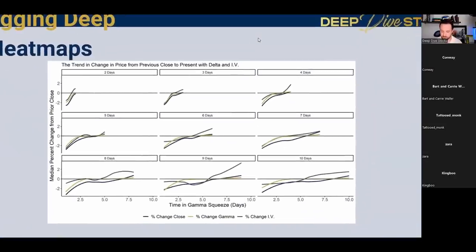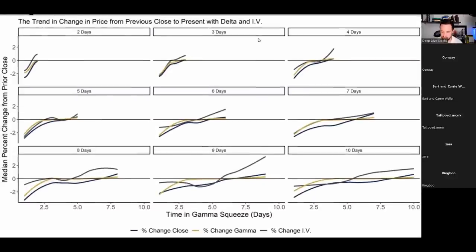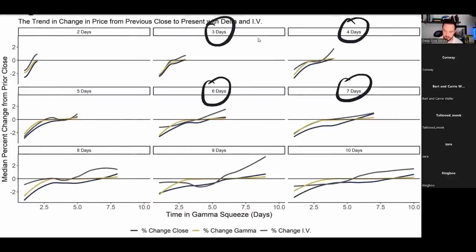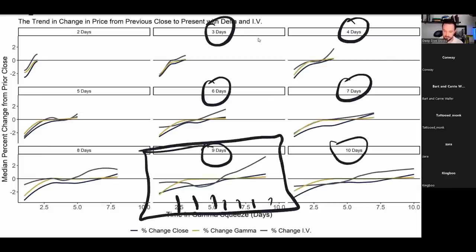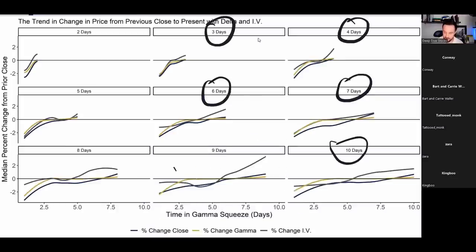Here it is. From the gamma squeeze primer, we see that if we divide out a stock based on how many total days it lasted in a gamma squeeze, and then look at every day of that gamma squeeze. For instance, this box are stocks that were in a gamma squeeze for 9 days. And then we looked at every day.